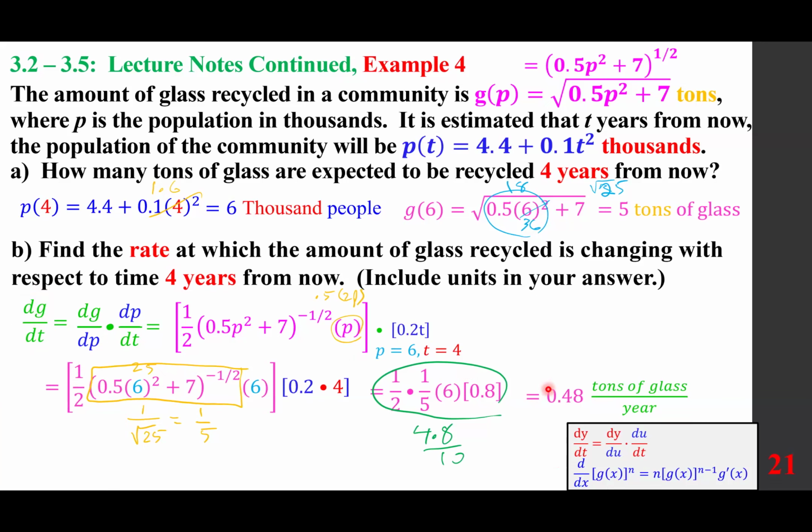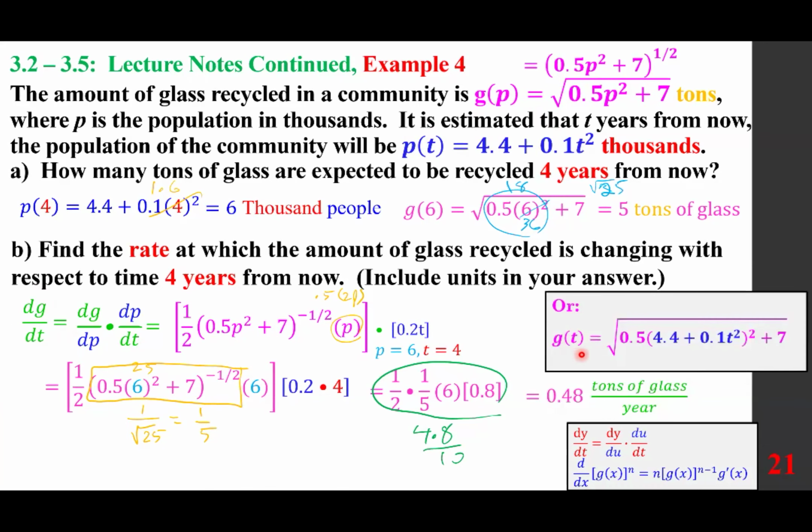The units for dG/dt: the change in the amount of glass, tons of glass, over the change in time, in years. Now, we could have used the composite function G of t, replacing the p with this expression, as we did in the previous example. So G of t is the square root of 0.5 times 4.4 plus 0.1 t squared, to the second power, plus 7, and work on this. However, if you want to differentiate this, it's a lot more difficult than this one. So it is important to know both methods. And in this case, Leibniz's notation is an easier way to differentiate.